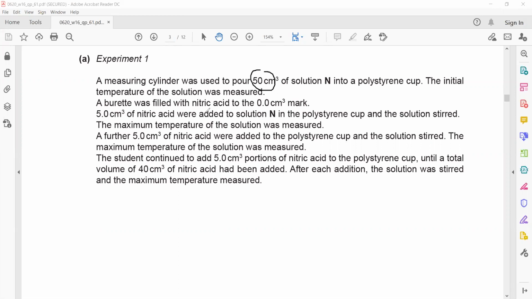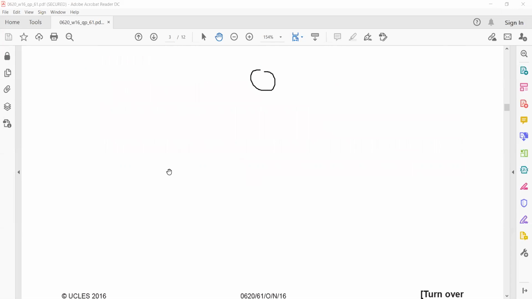5 cm cube of nitric acid is added to the polystyrene cup, the solution is stirred, and the maximum temperature is measured. A further 5 cm cube of nitric acid was added, the solution was stirred, and the maximum temperature was measured. The student continued to add 5 cm cube portions of nitric acid until the total volume was 40 cm cube. After each addition, the solution was stirred and the maximum temperature measured.